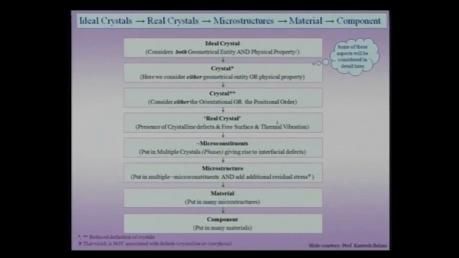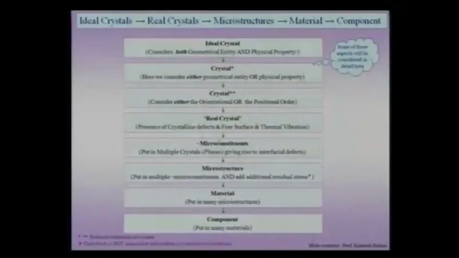Then I can use this real crystal to actually construct what is known as a micro constituent, wherein multiple crystals are put together, and which will have an interface which itself is a defect in the overall structure. Finally, using these micro constituents, I can construct a microstructure wherein there are multiple micro constituents, and additionally I can put in some amount of residual stress, and as we said, this kind of definition of microstructure is based on functionality, because this residual stress could have important implications in terms of the properties of the material.